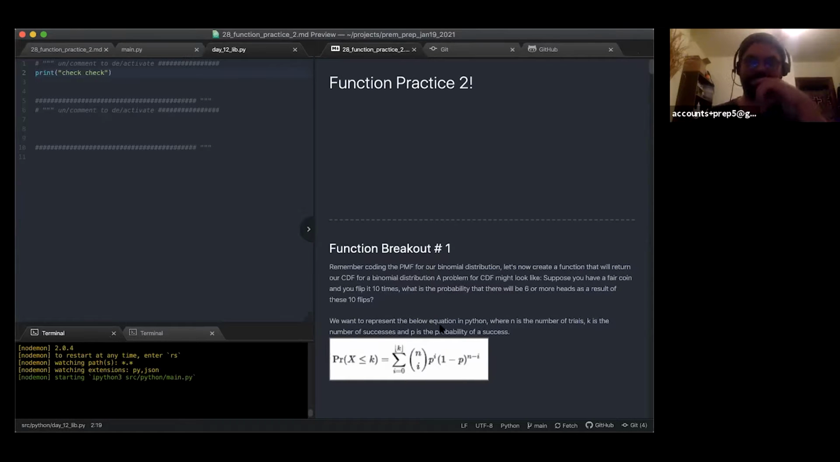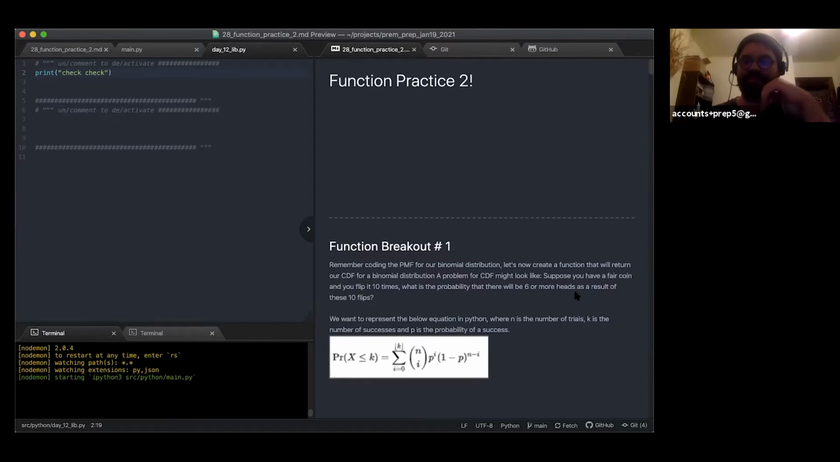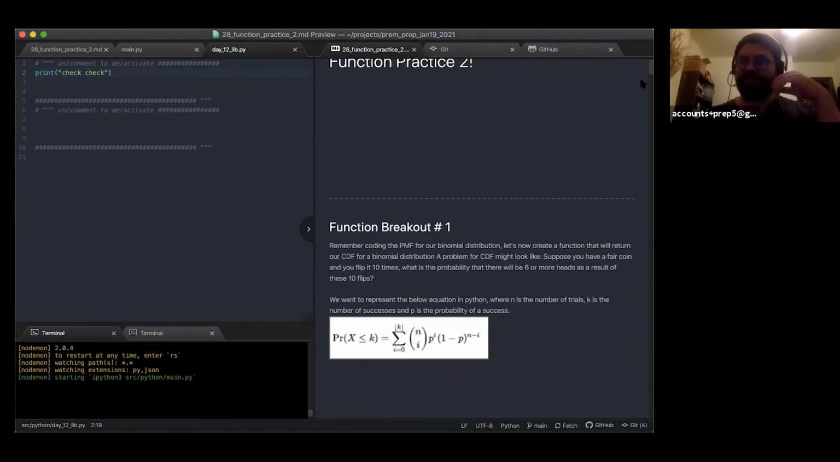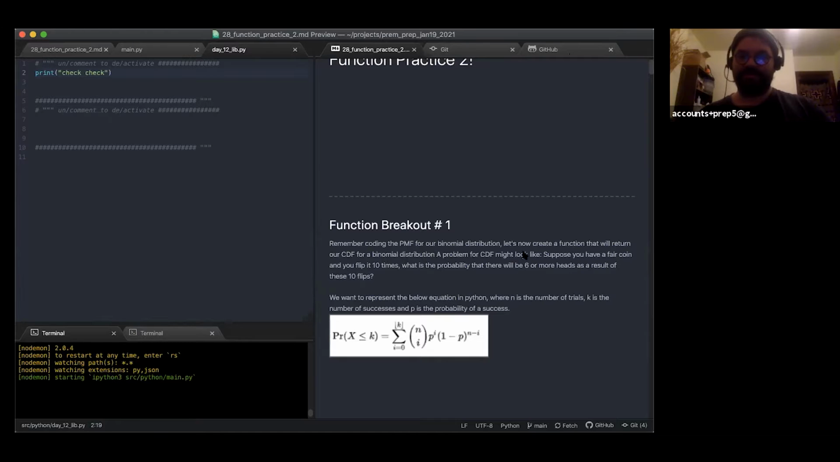Okay, so this is giving us an example of the CDF of the binomial distribution. So it's always good to reinforce this stuff. It's going to be pretty central in the DSI, having a strong understanding of stats and distributions, obviously. So you can't code it out too many times. So remember the PMF for our binomial distribution. Let's now create a function that will return the CDF of the binomial distribution.